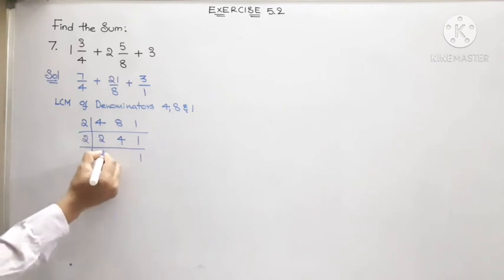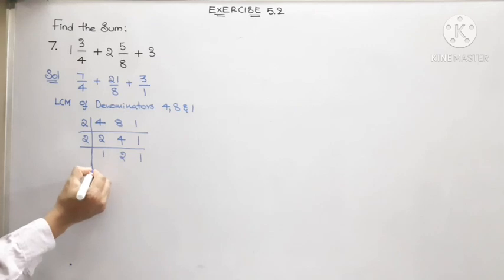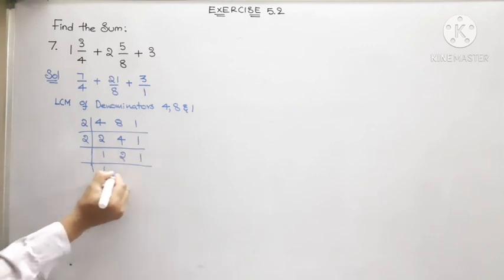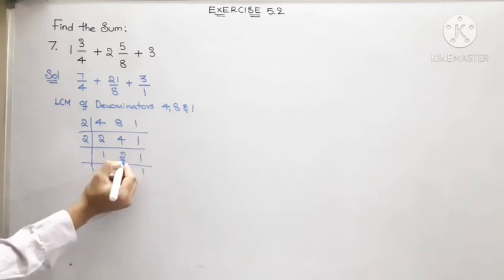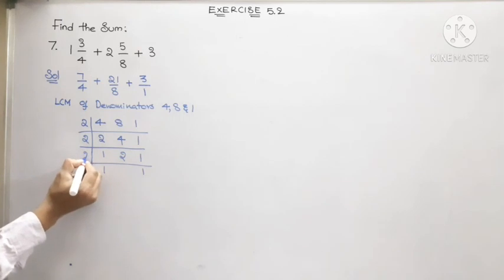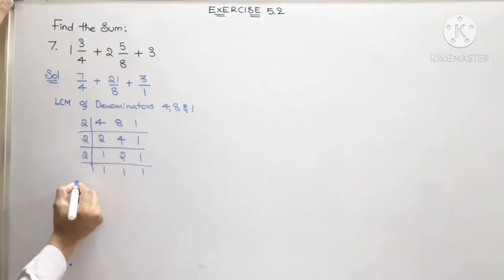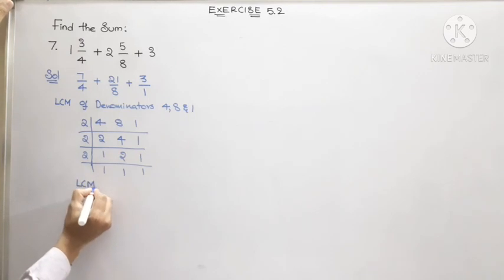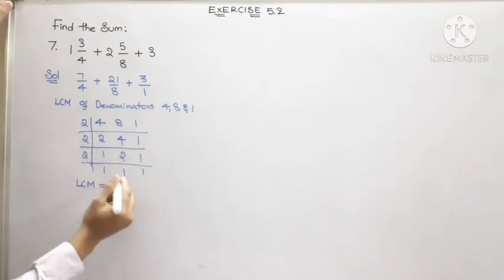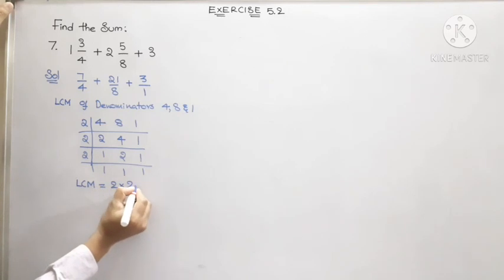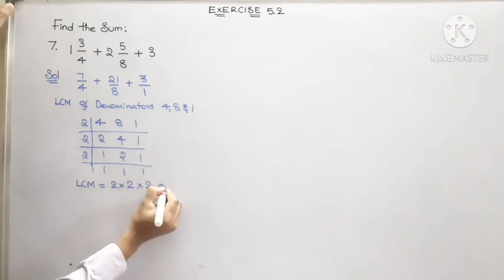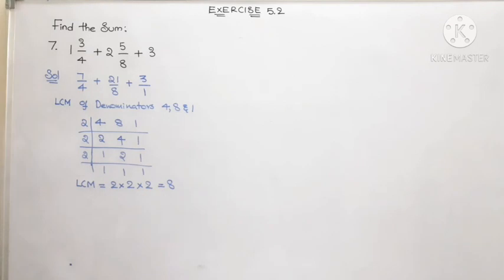2 times 2 1's, 2 2's. Okay. Now you will write 1 and 1 as it is. The least number which divides 2 except 1 is 2 again. 2 1's are 2. As we got all the numbers as 1, you can stop the LCM. The LCM of these numbers is the product of these factors: 2 into 2 into 2, which is equal to 8. Okay, 2 multiplied by 2 is 4, 4 multiplied by 2 is 8.